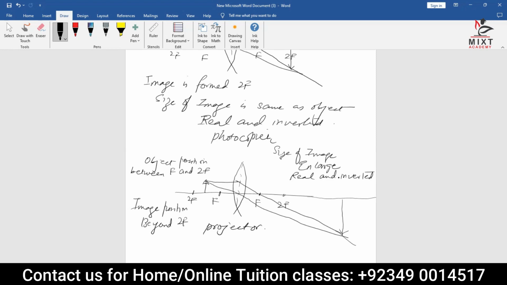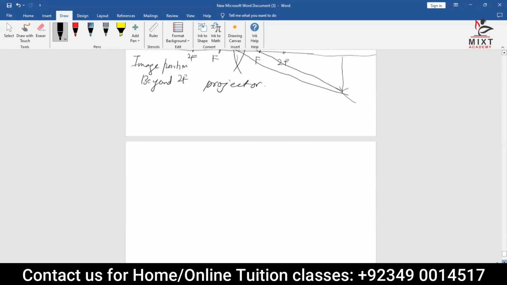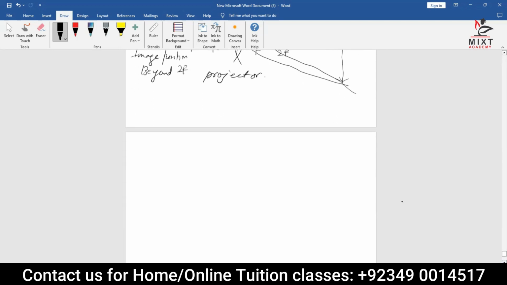It's in between F and 2F. Now, where should the object be? Next case. After F. At F. Now it will be at F. So, let's do it. Now, this will be a strange case. You will see for yourself.